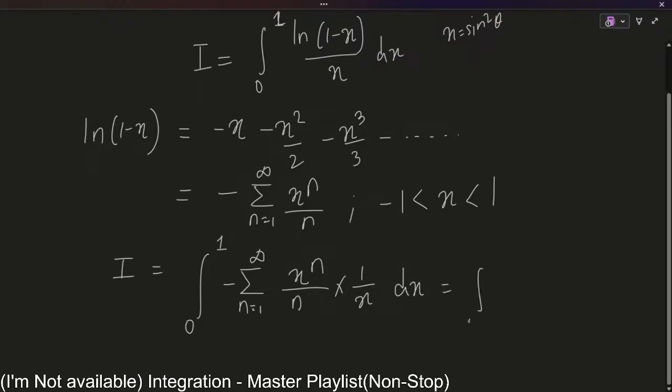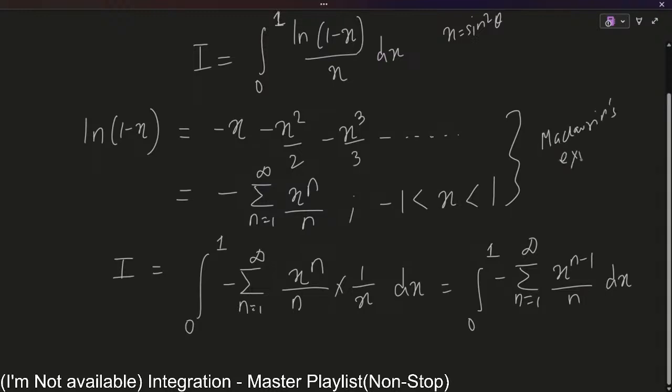And on simplifying a bit, you get that this is simply the integral from 0 to 1 of minus the summation n equals 1 to infinity x to the power n minus 1 by n dx. Now, up to this point, it should be clear. And how we arrived at this expansion is something we can talk about in other videos. This is called the Maclaurin expansion.